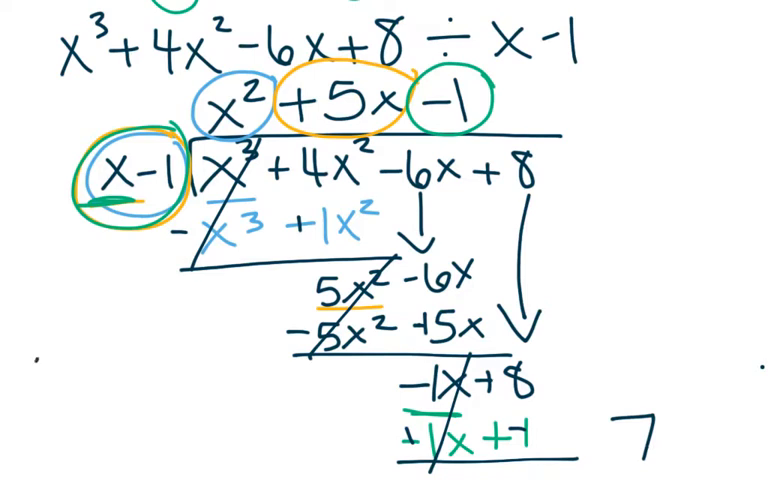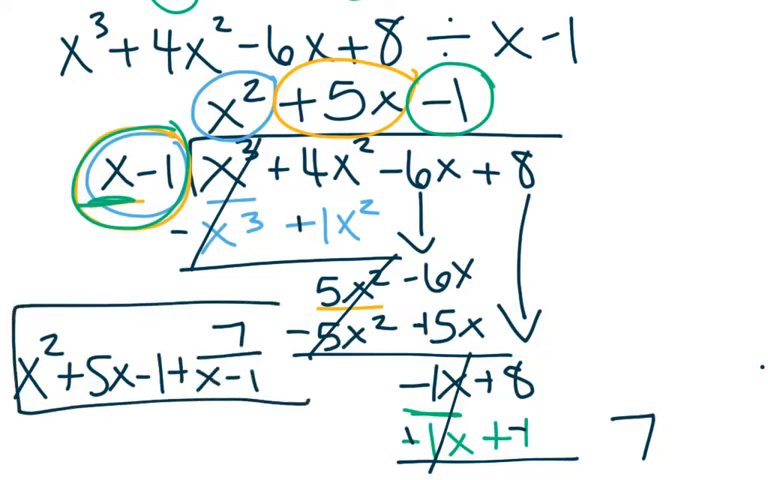My final answer is going to be x squared plus 5x minus 1 plus 7 over x minus 1. If you got that right, you are a beast. You're awesome. If you didn't get it right, see if you can figure out your mistake. If not, contact me. If not, then you just don't really want to learn it.